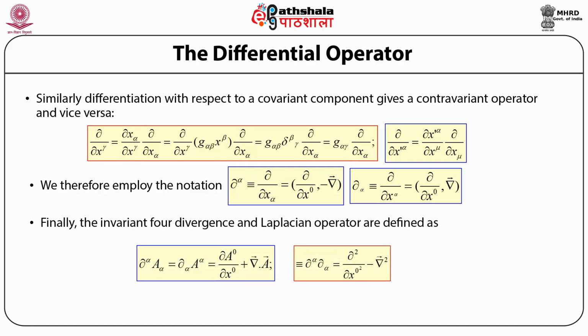Finally, we define the invariant for divergence and the Laplacian operator in terms of the tensorial notation as del superscript alpha acting on the covariant vector a subscript alpha, and this is equal to del subscript alpha acting on the contravariant vector a superscript alpha, and this is equal to del a superscript 0 by del x superscript 0 plus the divergence of the vector A. The Laplacian operator is defined as del superscript alpha del subscript alpha is equal to del squared by del x superscript 0 squared minus del operator squared.